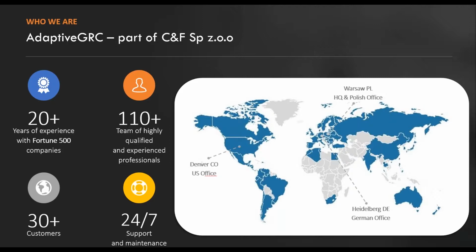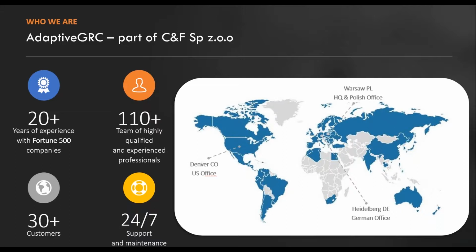AdaptiveGRC is part of CNF company. We have more than 20 years of experience in information technology services delivery. We currently employ over 110 people, mainly in the headquarters of the company located in Warsaw, Poland, as you can see on the screen. But we also have offices in Heidelberg in Germany and in Denver, Colorado, just to serve our customers located in the US.